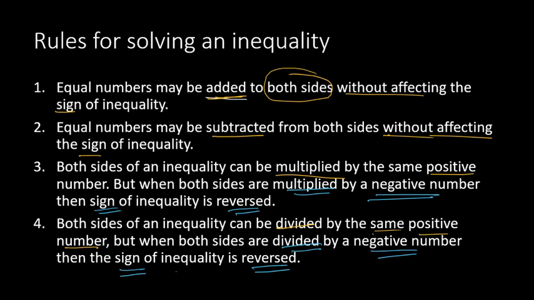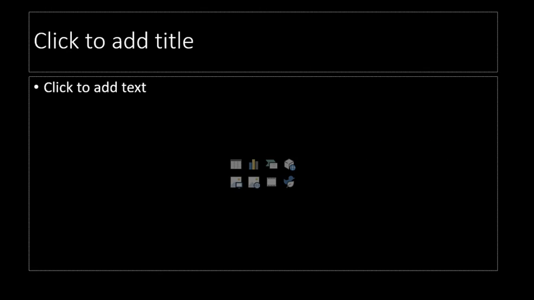Take down. Solve 18x is less than 150 when x is a natural number, and then when x is an integer. Now let us work out this sum.